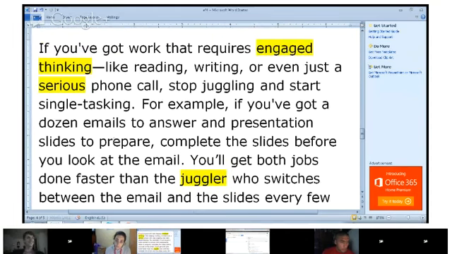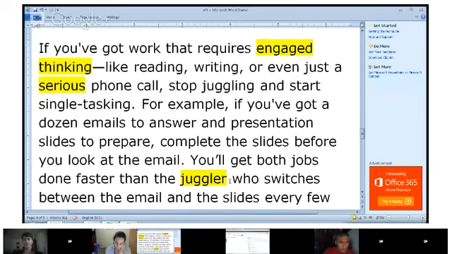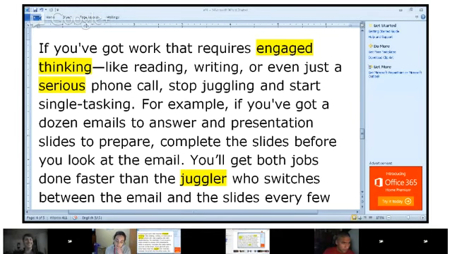Okay, great. Yeah, and just juggler. Serious. Thinking. Engaged. Okay, and so what we're looking at are phrases, we're looking at vocabulary, and we're looking at understanding this. Comments from people?